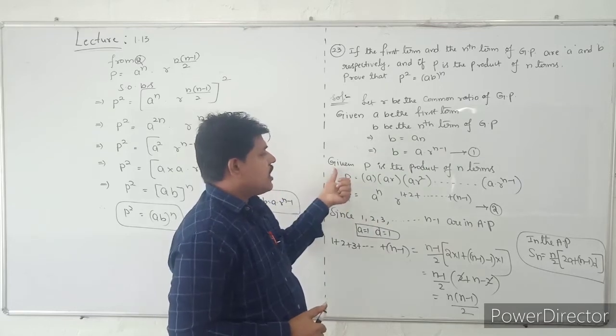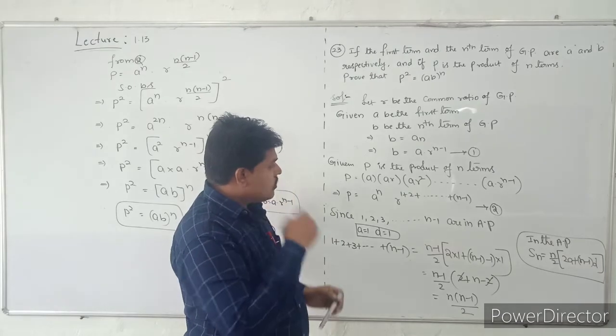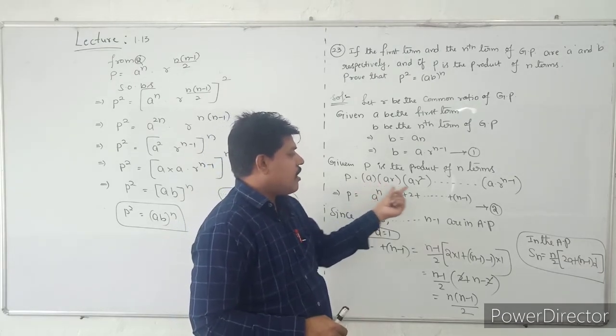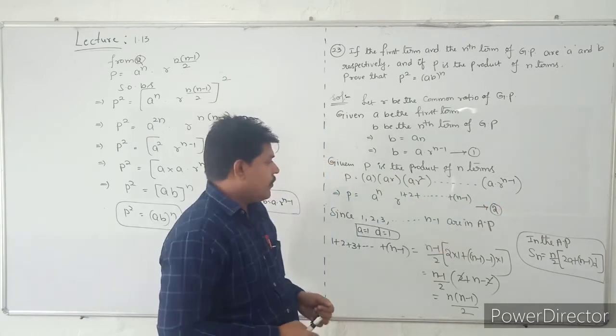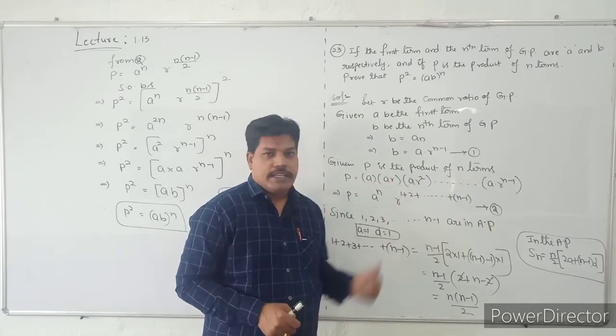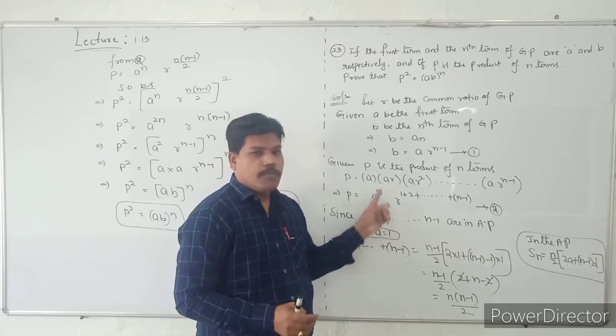So in the question what they have given, P is the product of n terms. So what is the product of that? What are the terms here in the GP? A, Ar, Ar square and so on. The nth term is A into r power n minus 1. So multiply the A and so on. How many terms are there? n terms are there. If you multiply these, you will get A power n.